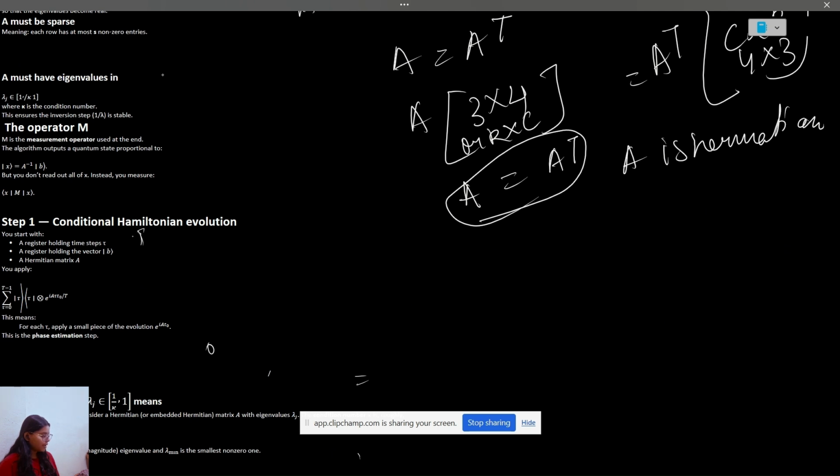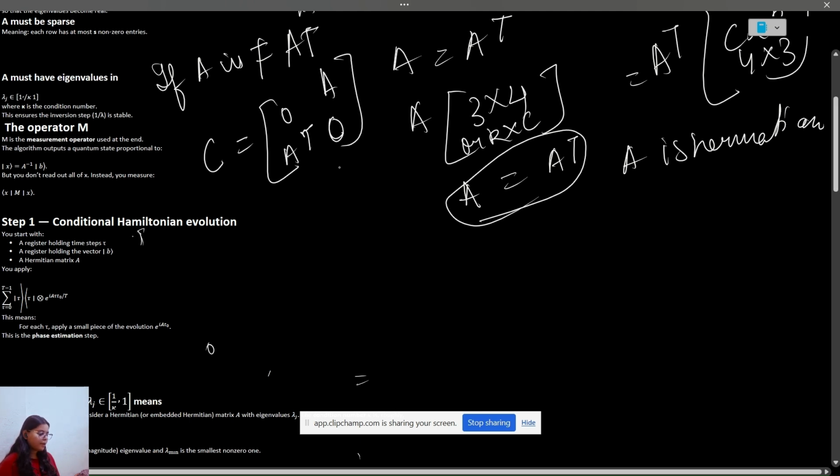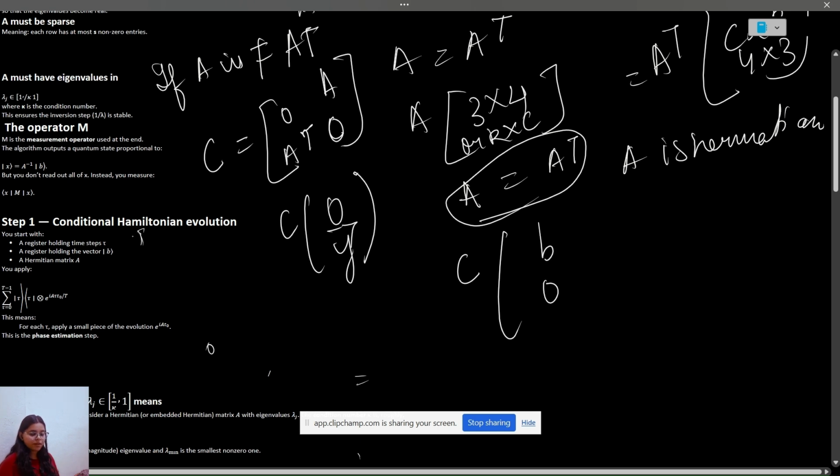If by any chance A is unequal to A transpose, we apply a very simple formula. We define C as the block matrix [0, A; A transpose, 0]. The reason we do this is to make it Hermitian, because quantum algorithms can only work when they have these kinds of set principles, and one such major principle is being Hermitian.